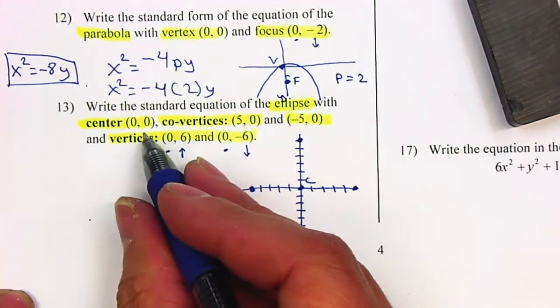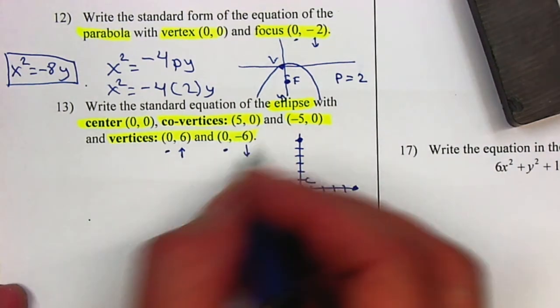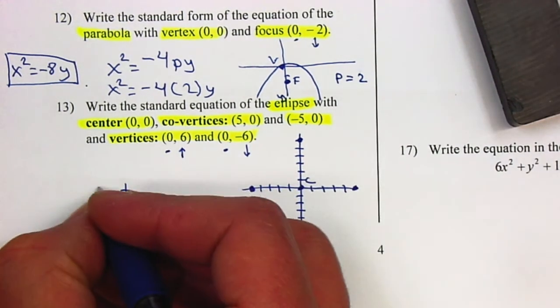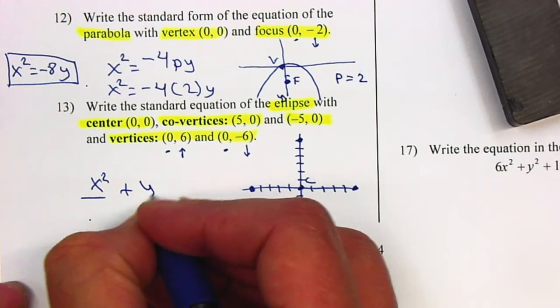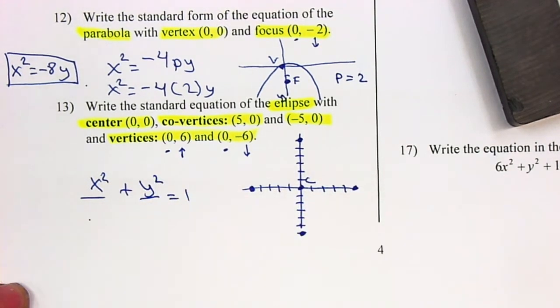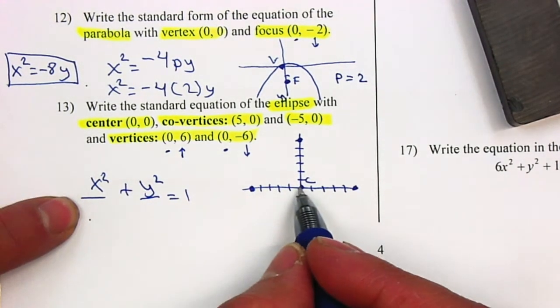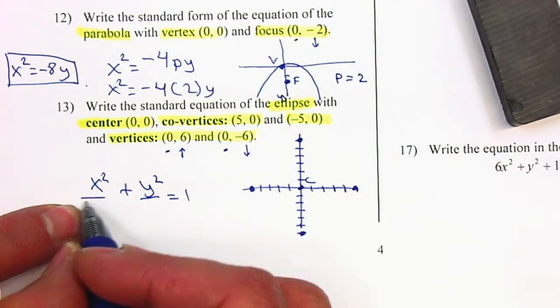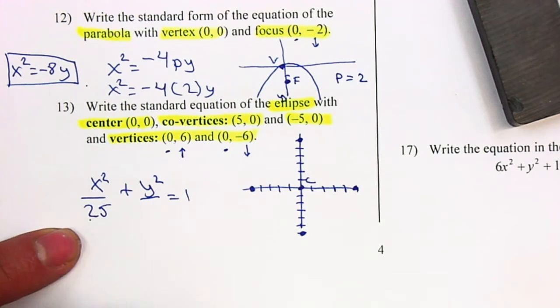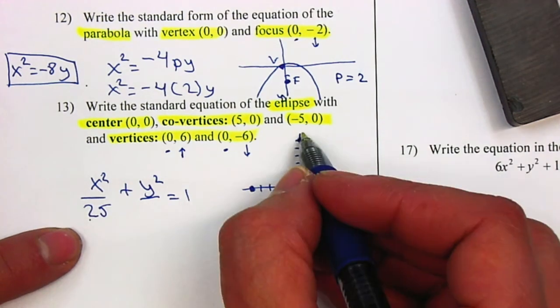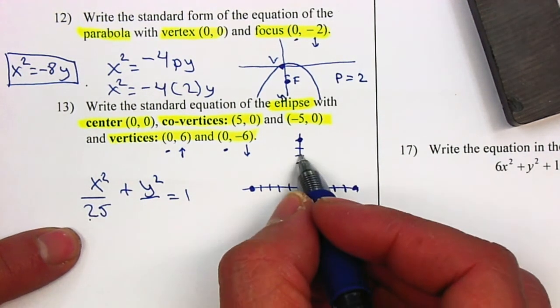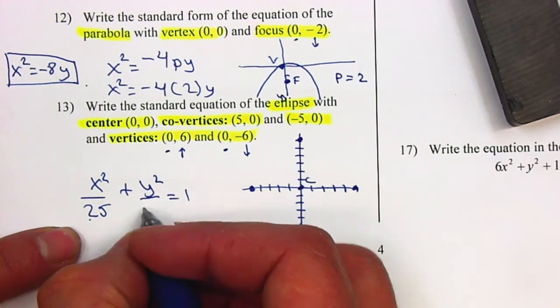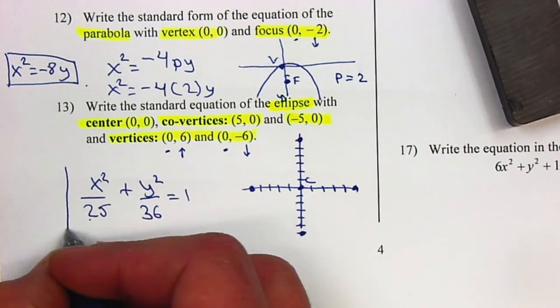My center is 0, 0, so I don't need an h and a k. It's an ellipse, so it'll be plus in between. X squared over number, y squared over number is equal to 1. Now, how many units did I go to the right? 1, 2, 3, 4, 5. So under the x will be 5 squared, which is 25. How many did I go up and down? 1, 2, 3, 4, 5, 6. So under the y will be 6 squared, or 36.